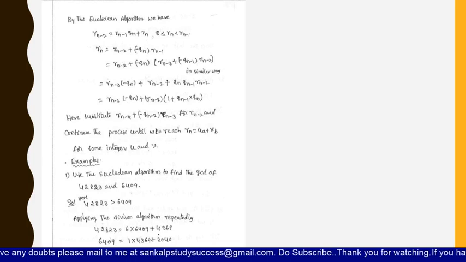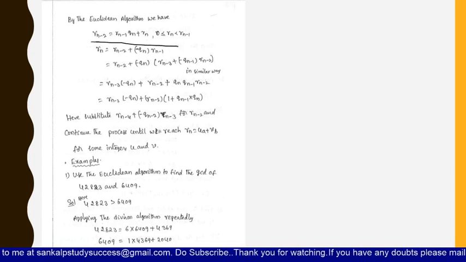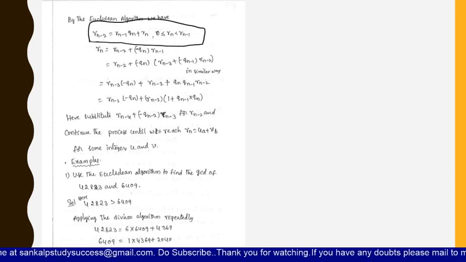Here we are discussing the Euclidean algorithm. We will apply the Euclidean algorithm to A and B. That is, you can see here, Rn minus 2 is equal to Rn minus 1 Qn plus Rn. This is what, from the remainder theorem, we can write like this, where Rn is less than Rn minus 1, correct?